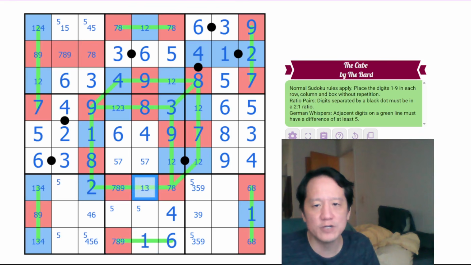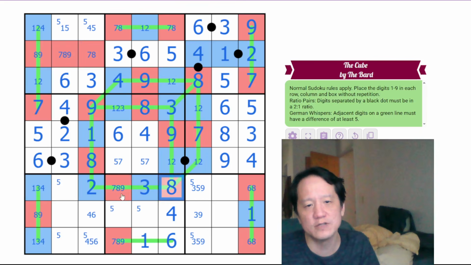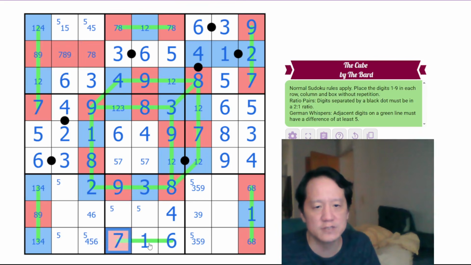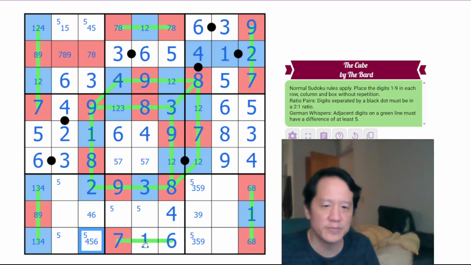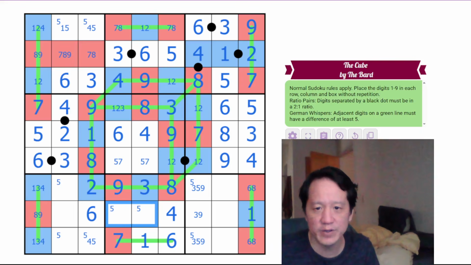1 eliminates 1 here, so that's 3. 3 can only be next to 8 and 9 on a Whisper 5 line, so this is 8, that's 9, which makes this 7. 6 eliminates 6 here. We have a 4, 5 pair in... Actually, this 4 eliminates 4 here, so that's 6. This becomes a 2, 5 pair here.